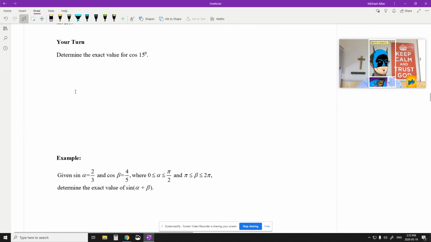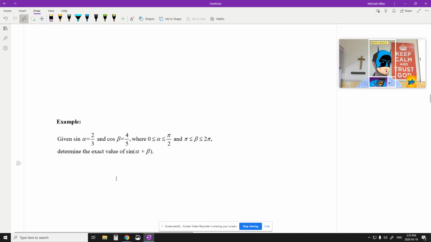Okay, so in our next video, we're just going to do 2 quick little examples. I want you to try this out as well. Can you determine what cos 15 degrees is? This bottom one's a little bit trickier. Well, I may go over that one.